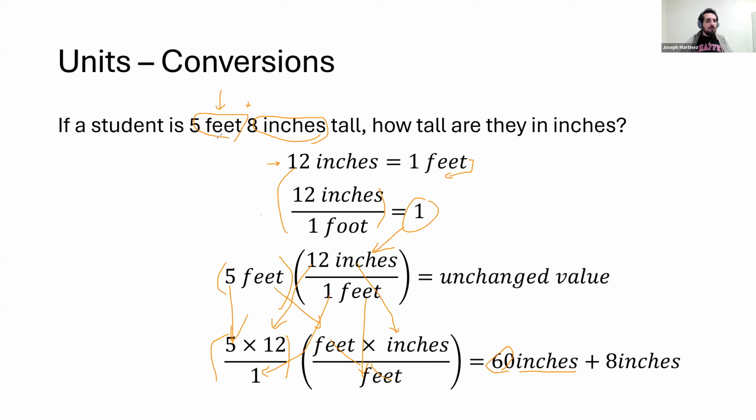But that wasn't the height of the student, right? The height of the student was 5 foot plus 8 inches. So we add to that to get that the height of the student is 68 inches. And this is just one example of a conversion, right?